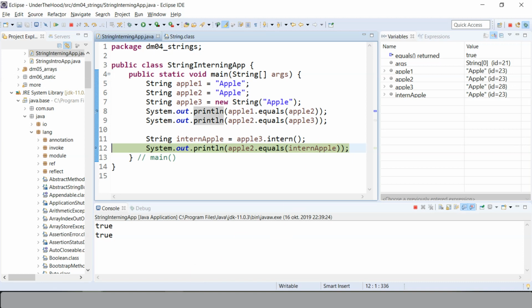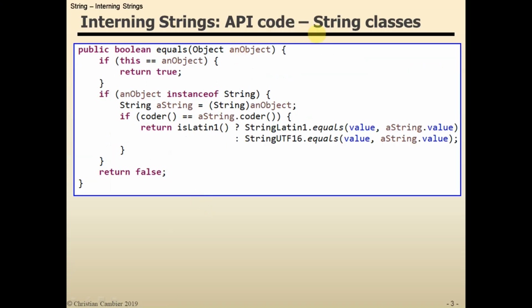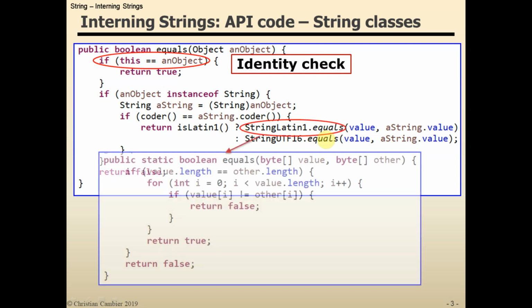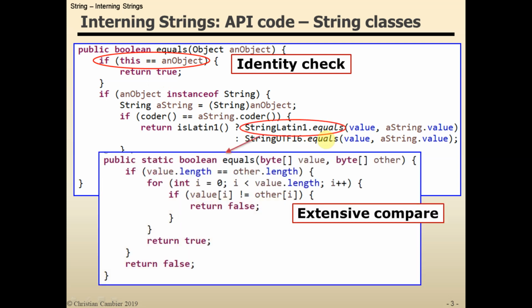So, to resume, looking at the API code of some string classes, interning strings is interesting because first of all, memory space is saved, and second, when examining the equals method, it becomes apparent that checking for equality by testing object identity is way faster than having to compare each letter in an array with those in another array using the extensive compare. I hope you have a better understanding now about interned strings.